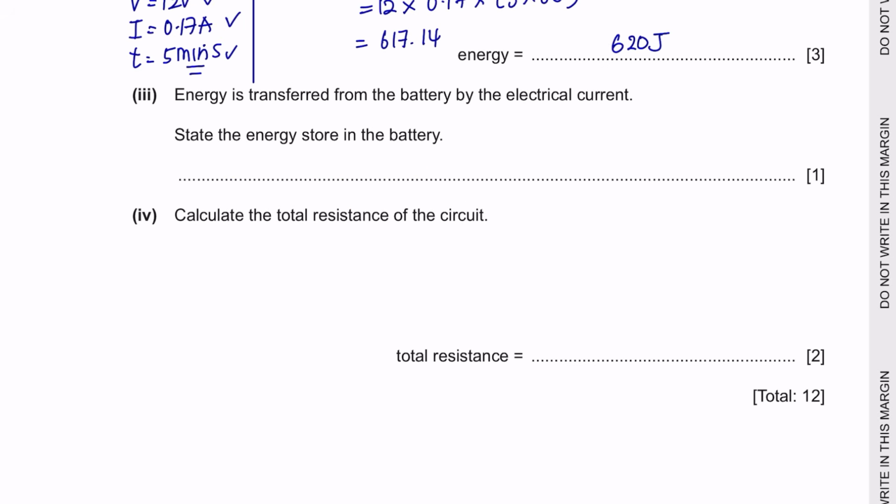Next, part 3. Energy is transferred from the battery by the electrical current. State the energy stored in the battery. The energy stored in the battery is chemical energy. This is a question from chapter 2. Make sure you are familiar with all the energy sources and the transfers of energy.